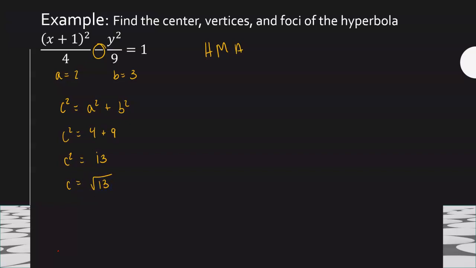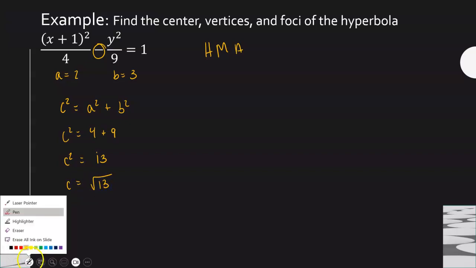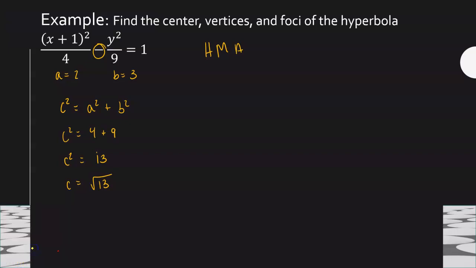All right, so now let's jump into finding out what the center and vertices and foci of the hyperbola would be. So remember, the center is the coordinate h and k. So for this one, our h value is always the value that's associated with x. So we take the opposite of that plus 1, that would be negative 1. There's nothing happening with the y, so the k value would be 0. So there's your center.